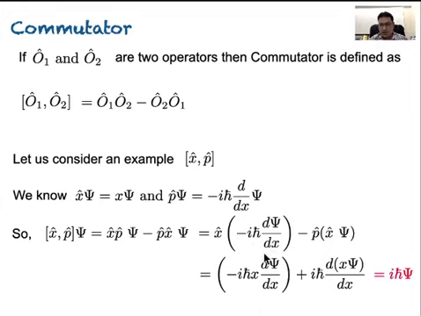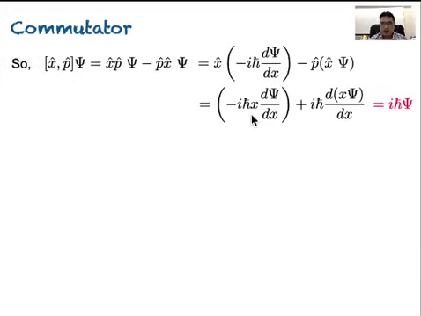Okay, and now it is clear to you, this will be i h-bar psi. You can verify it. So what we have obtained, the commutator of X with P is i h-bar, because psi is common on both sides. So this is what we have obtained. It is clear that the commutator of X with P, or more specifically X with Px, is i h-bar.